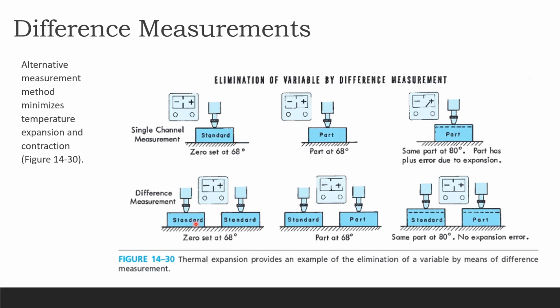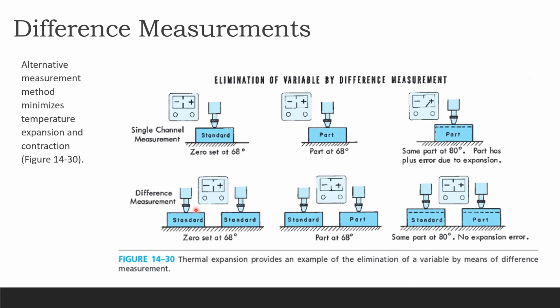Difference measurement we're going to start to use, and we're going to zero set at 68. Okay, your part at 68, our temperature is going up to 80. So here we have the same part, and we have no expansion error because we're using difference measurement. Here we've got error because we're not using difference measurement, we use just a single channel measurement.